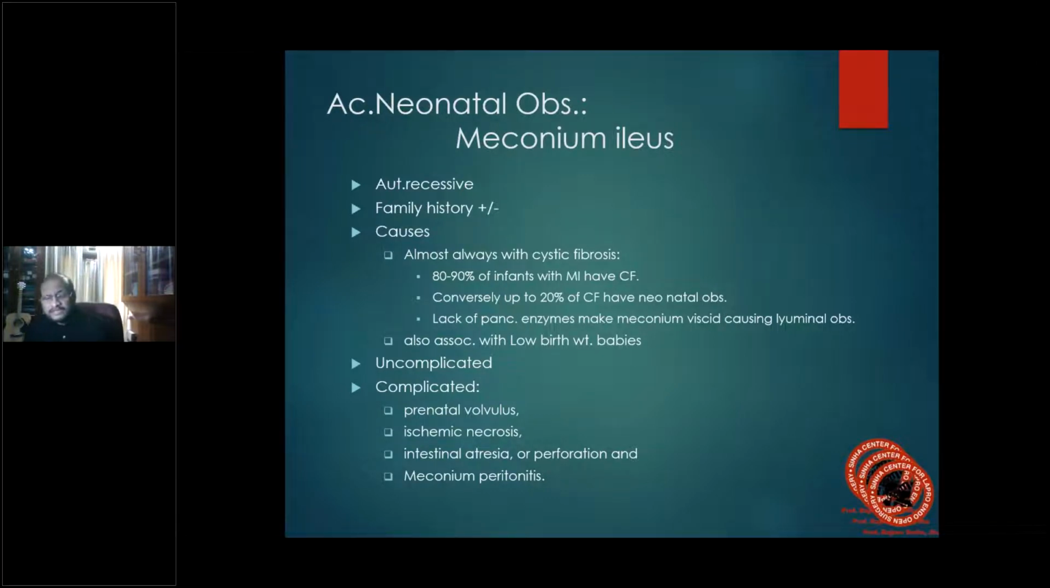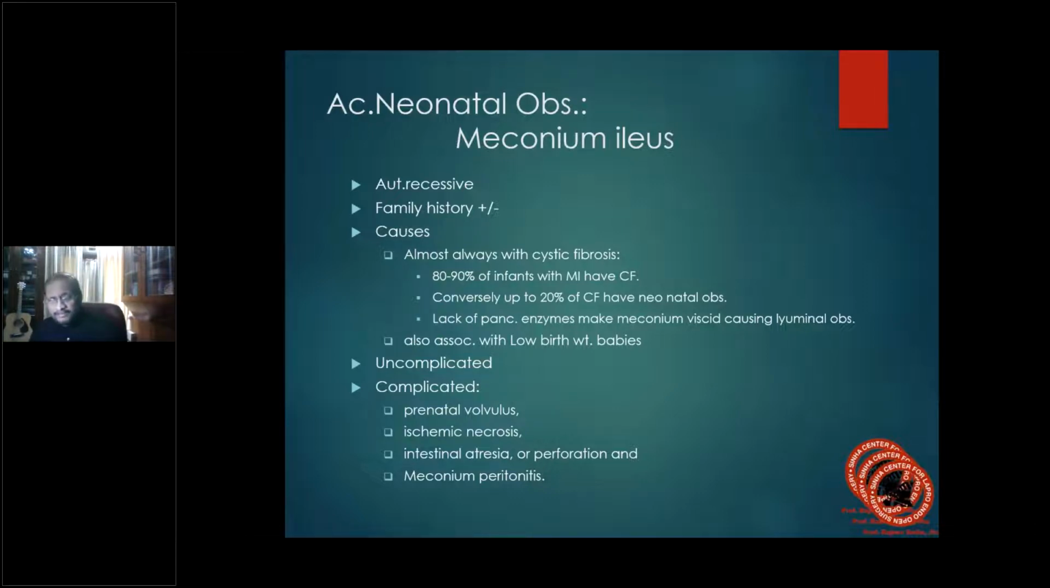Just like in a patient with gallbladder cancer, we say 90% would be associated with what? With stone disease. But if you look at how many stone diseases make a gallbladder cancer, less than 1%, right? So that is how it works. So here also, if you have a patient with meconium ileus, be sure that 80 to 90% will be having a coexisting cystic fibrosis. But 80 to 90% of cystic fibrosis patients do not have meconium ileus. Only 20% of cystic fibrosis patients would be having meconium ileus.